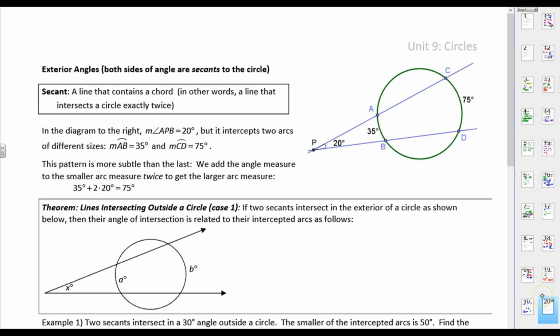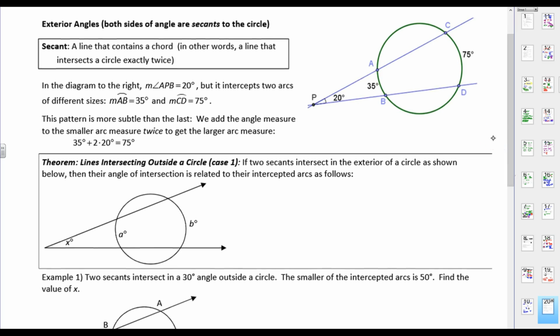All right, moving right along. So we then have exterior angles, which are formed by two secants intersecting. Notice this is different because my intersecting lines are now intersecting outside the circle, and a secant is a line that contains a chord. Otherwise, it's a line that intersects the circle exactly twice. So in this picture, my exterior angle is 20 degrees, and the two intercepted arcs are 35 degrees and 75 degrees.